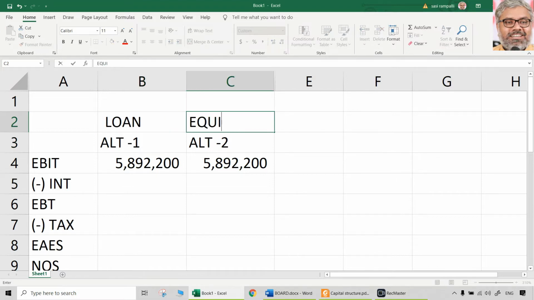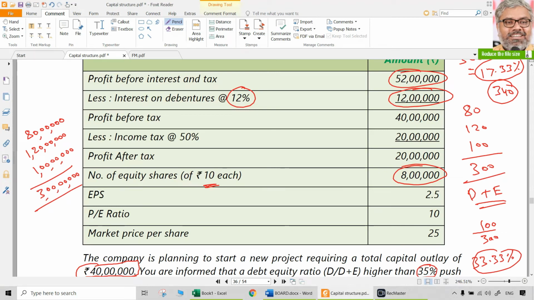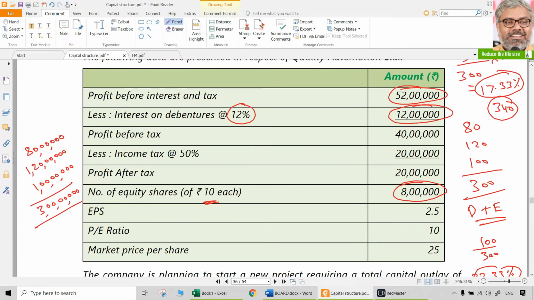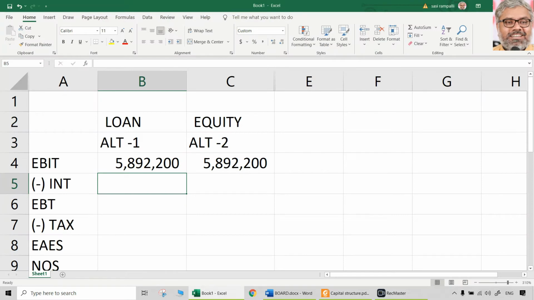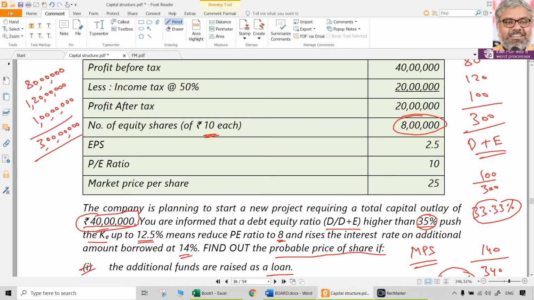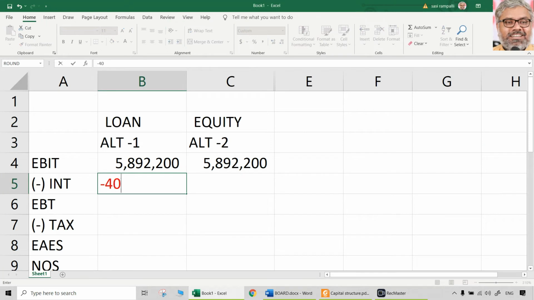Second option is equity. Then in the first option, of course 12 lakhs interest will continue, that will not change. But on the additional loan, which is entirely 40 lakhs, rate of interest applicable is 14%. So 12 lakhs is anyway there. On top of that, on 40 lakhs, 14% interest will be there. So what is going to be the additional interest? That is 5,60,000. That is in addition to the existing 12 lakhs. Anyway, it will continue.